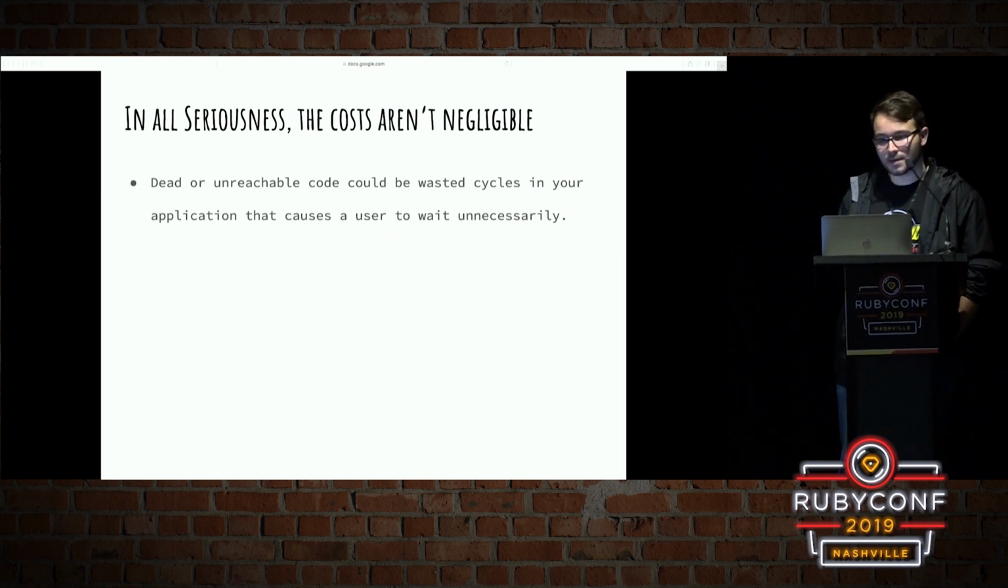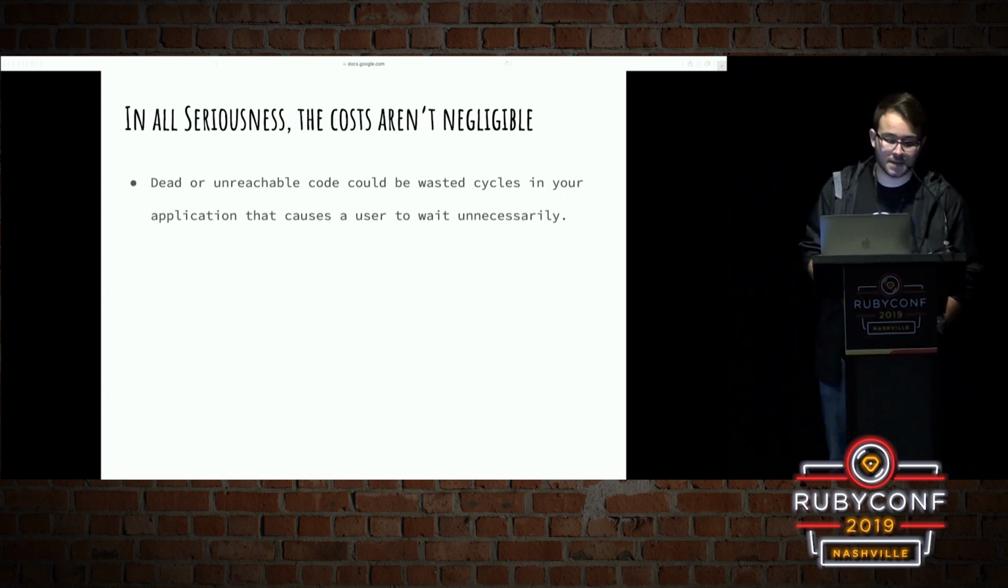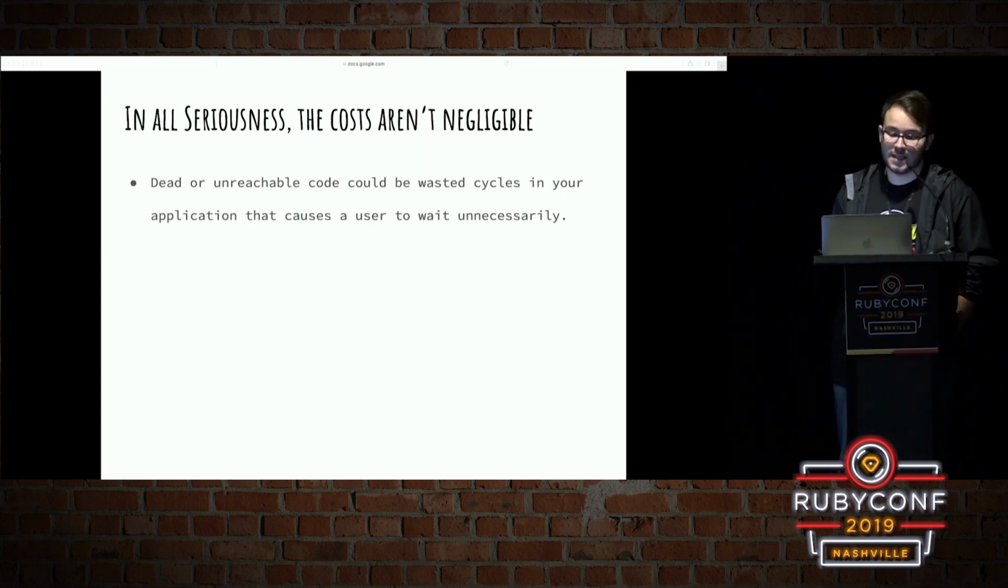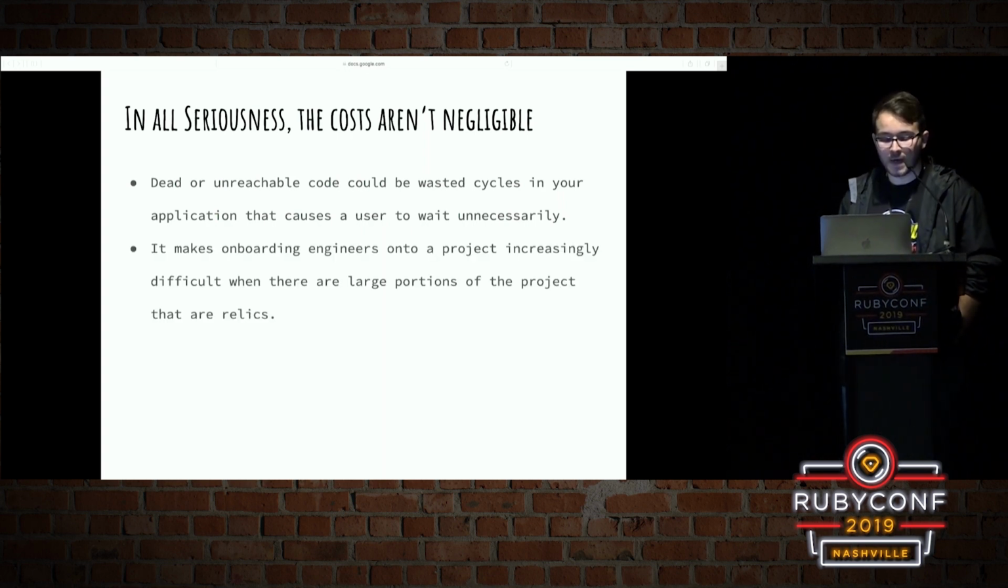Some of the costs associated with ignoring dead code or unreachable code could be wasted cycles in your application that cause a user to wait unnecessarily. This could be an external API call that's not needed, or a database query that's not needed. It also makes onboarding engineers onto a project increasingly difficult when there are large portions of the project that are relics. If a new engineer joins the team, jumps into the code base, and there are lots of portions of the implementation that are no longer used or executed, it becomes increasingly difficult to manage.